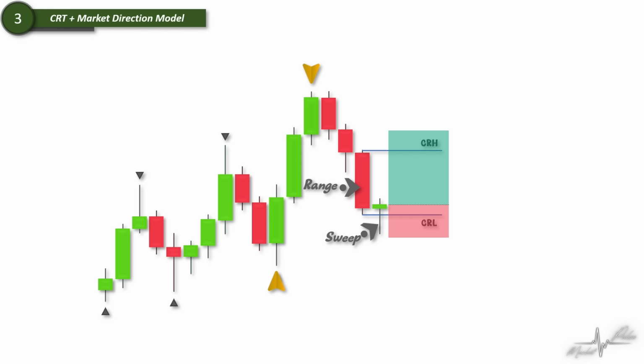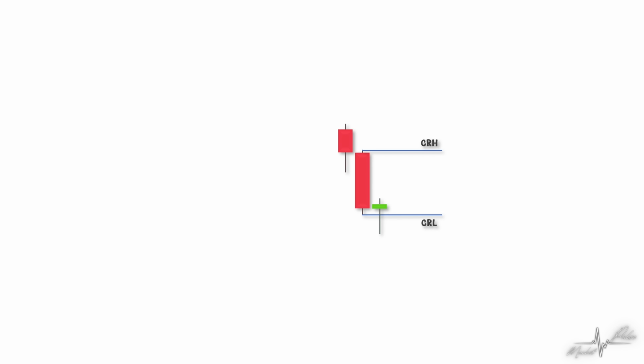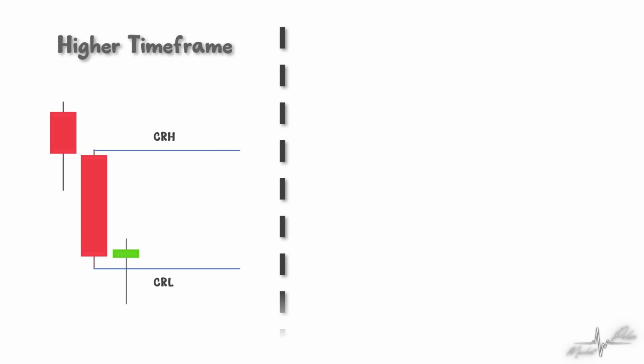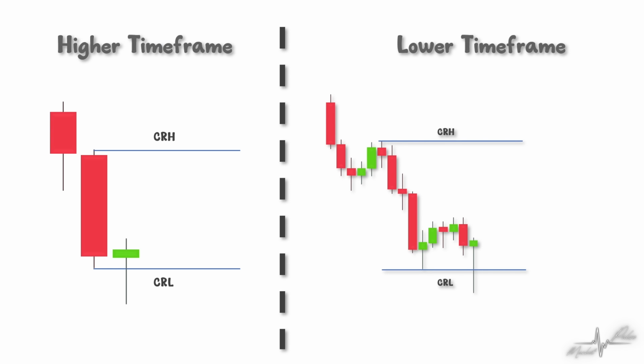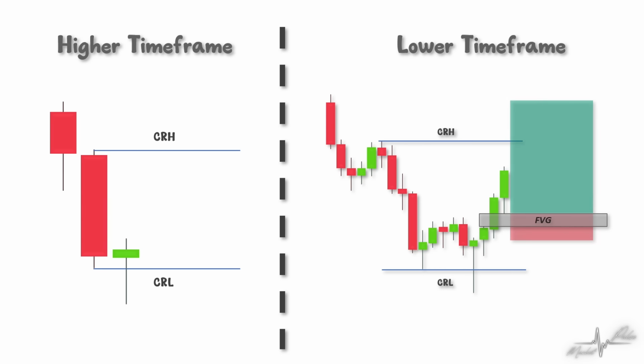We can zoom into a lower time frame to find a more accurate entry. For example, if we are on the 1-hour chart, we can go down to the 5-minute or 15-minute chart. On the lower time frame, we can see more details. In this strategy, we use the fair value gaps that appear after the sweep as our entry zone. So all we need to do is wait for a fair value gap to form and then place our buy order at that level. We put the stop loss below the gap.